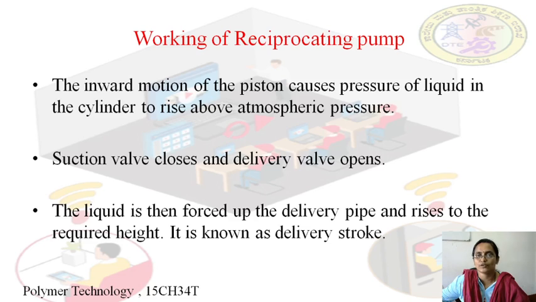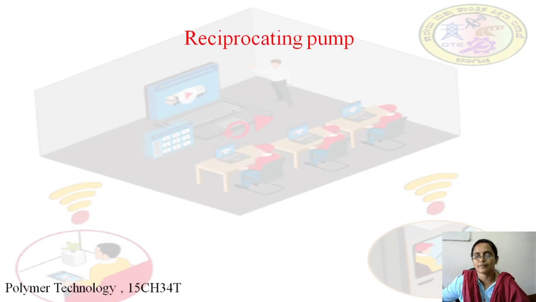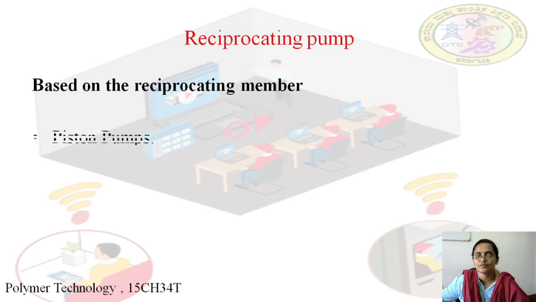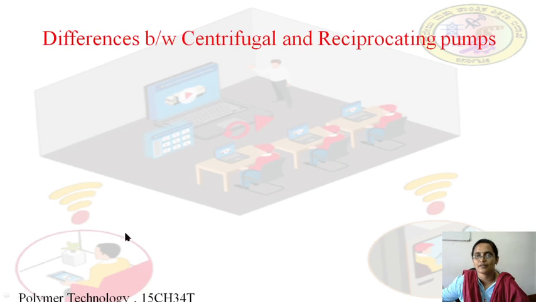In the suction stroke, on the movement of the piston to the extreme right, a vacuum is created, and due to this vacuum, the fluid enters the cylinder. Then on the rotation from 180 to 360, pressure above atmospheric is created, and this forces the fluid out through the discharge stroke, which is also called the delivery stroke. At the end of the delivery stroke, both the suction and delivery valves will be closed. Reciprocating pumps, based on the reciprocating member, are of three types: piston pumps, plunger pumps and diaphragm pumps. Now, differences between centrifugal and reciprocating pumps.